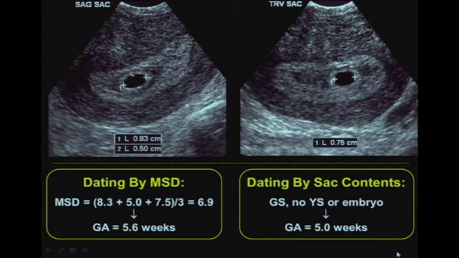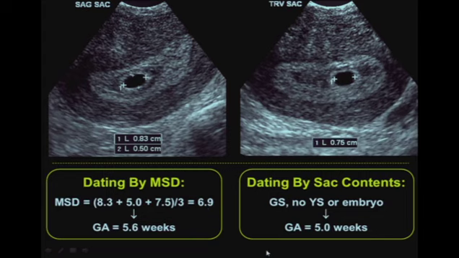What about dating by the mean sac diameter? Well, there are actually 2 competing methods to date an early pregnancy. One is by the mean sac diameter. In a case like this one, you can see the mean sac diameter is an average of 8.3 millimeters, 5 millimeters, and 7.5 millimeters. So the mean sac diameter is 6.9 millimeters. If you look up in one of the standard tables, a mean sac diameter of 6.9 millimeters would give a gestational age of 5.6 weeks.